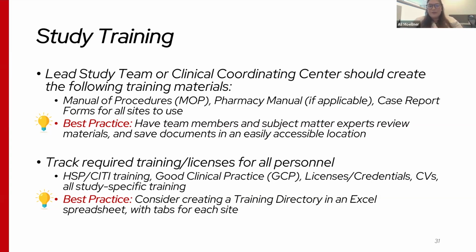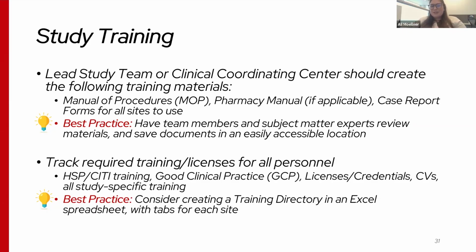And then also you want to have standardized case report forms for all sites. It's really important when you're building these out that you have other team members take a look at them to make sure you're not missing steps, that things are written correctly, and that you're using plain language where you can to explain steps as simply as they can be.